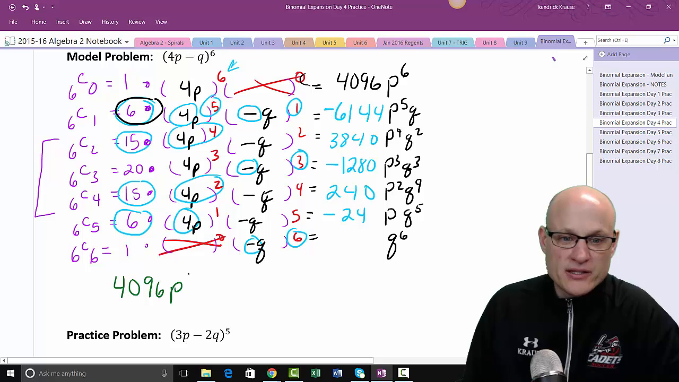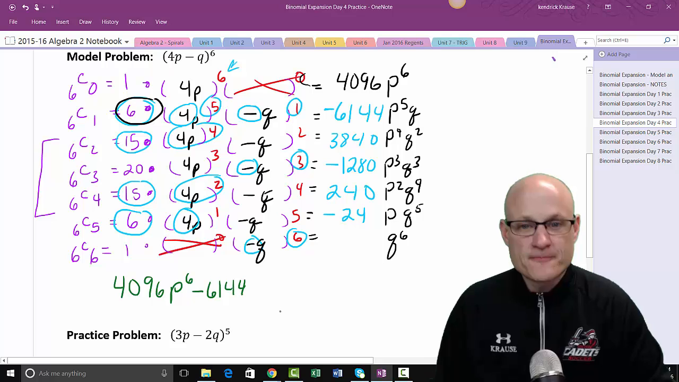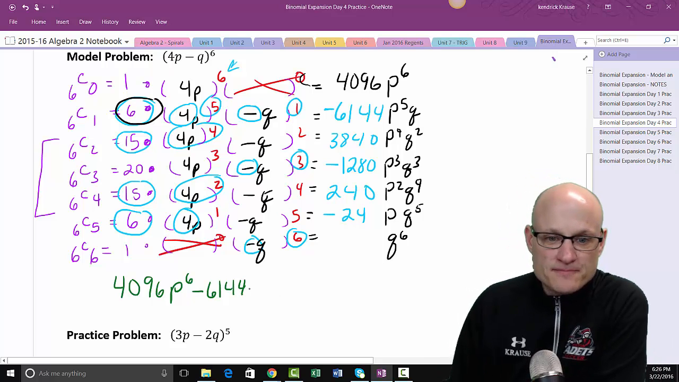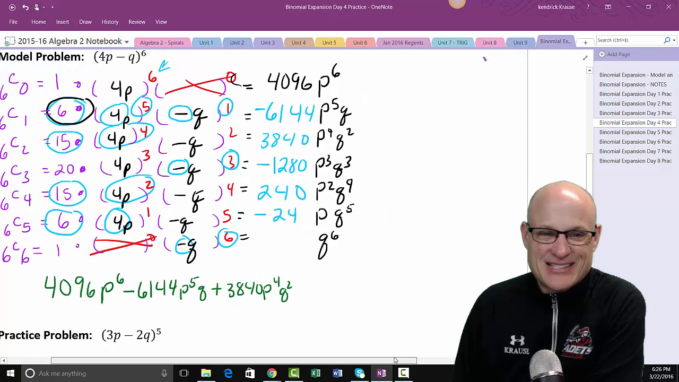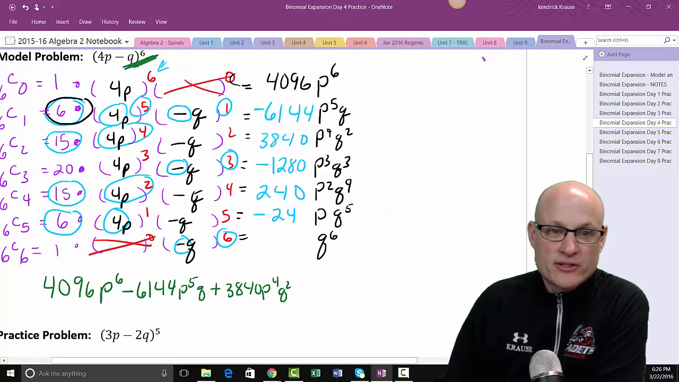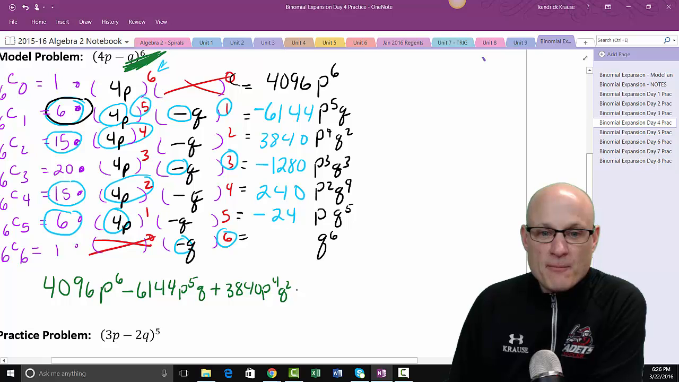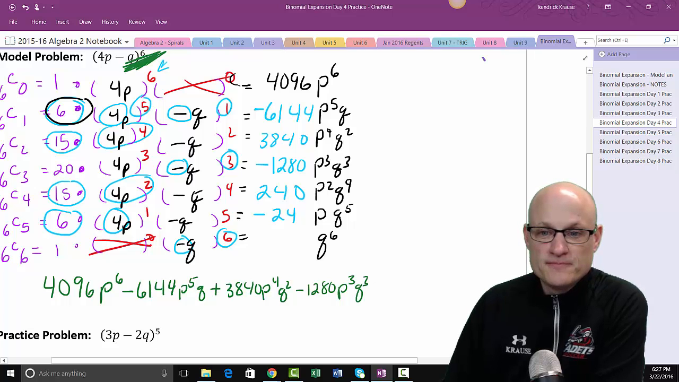So 4096 p to the 6th minus 6144 p to the 5th q, plus 3840 p to the 4th q squared. Don't forget the exponents always have to add up to 6 because they got to match this up here. Always got to add up to 6. Minus 1280 p cubed q cubed.